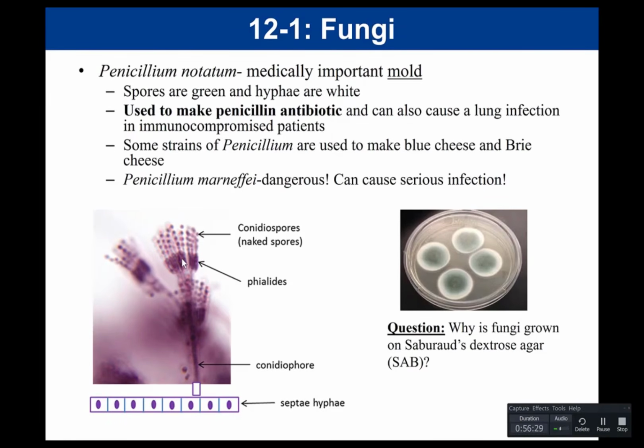You want to know why fungi are grown on Sabouraud's dextrose agar. And that is because the low pH of between 5 and 6 encourages fungi to grow and not bacteria. In addition to knowing what Penicillium looks like under the microscope, you should also be able to identify it by plate. On the plate, the spores are going to be green and the hyphae are going to be white. And so this is what Penicillium notatum would look like growing on a plate.